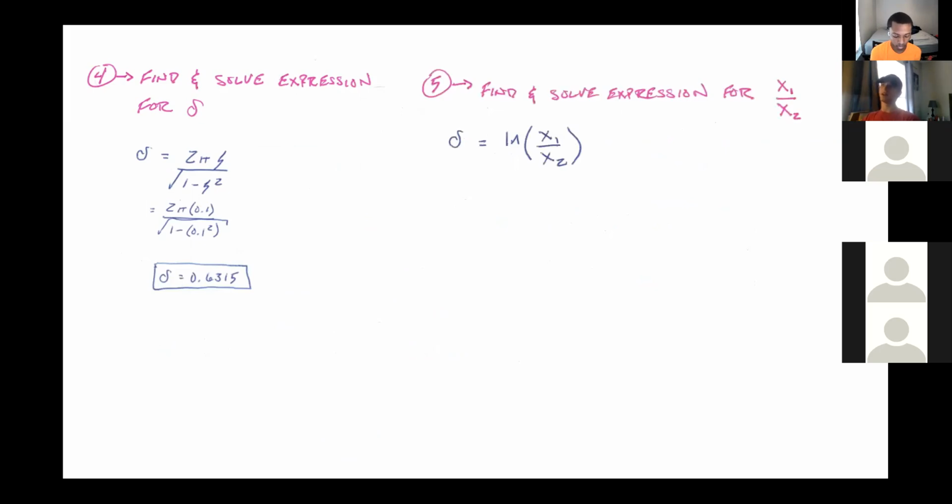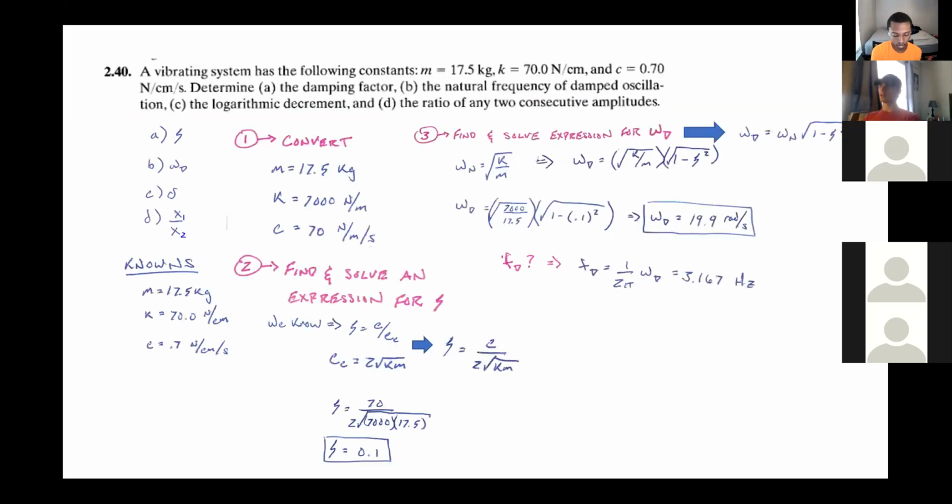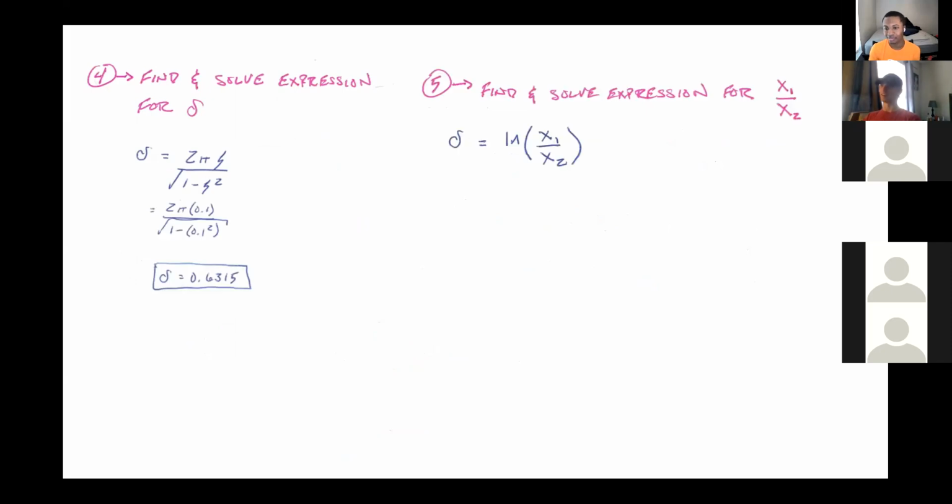Step 5, find and solve an expression for the amplitudes. So if you go back here to the question, it's the ratio of any two consecutive amplitudes. So that's what we're solving for. Hate writing these symbols, kills my OCD. Yeah, I know. Sorry, it's not the prettiest.